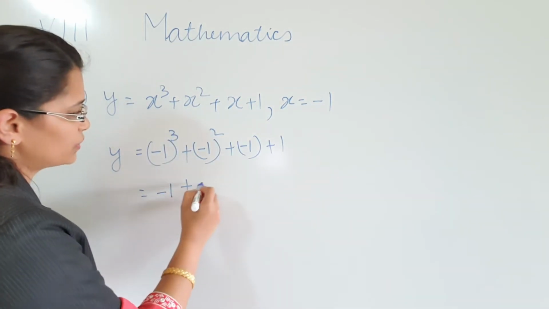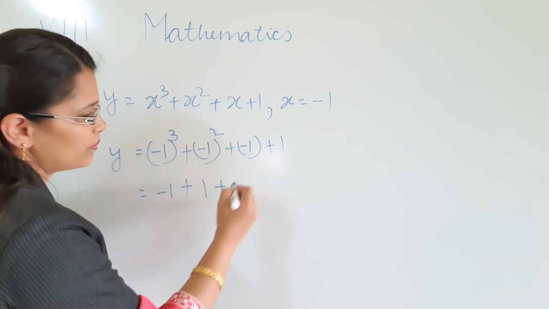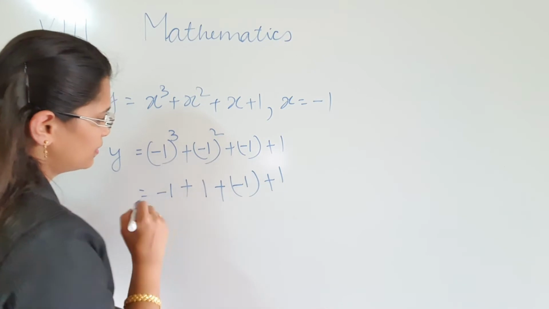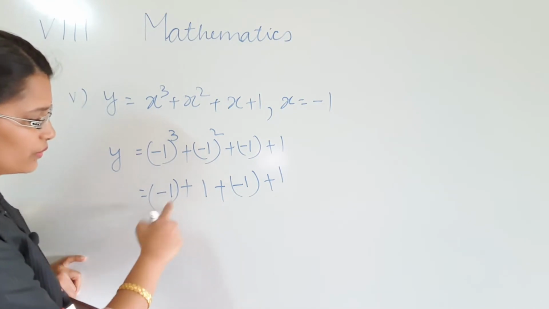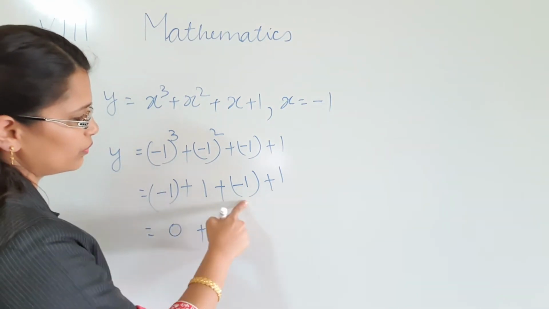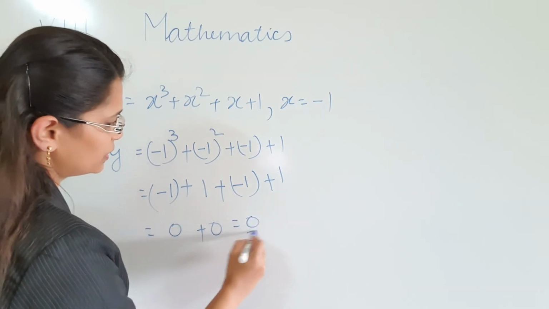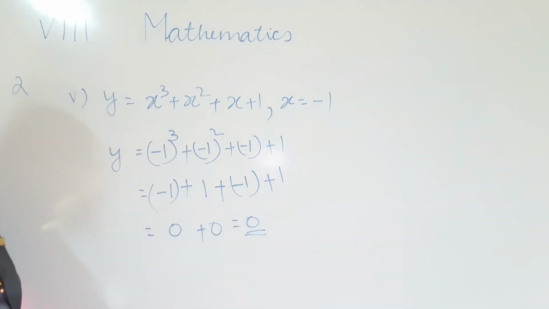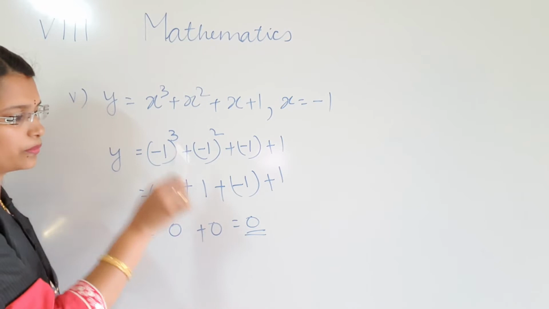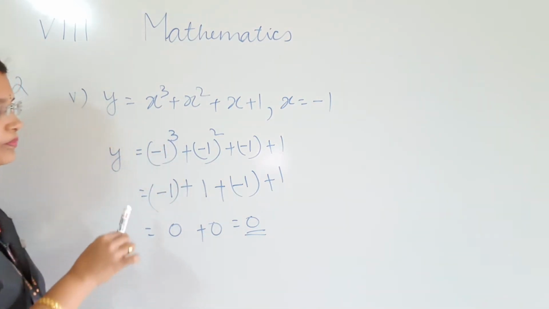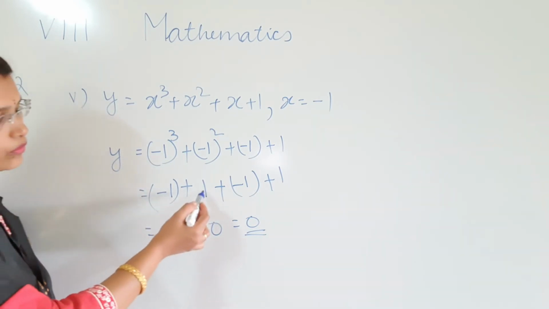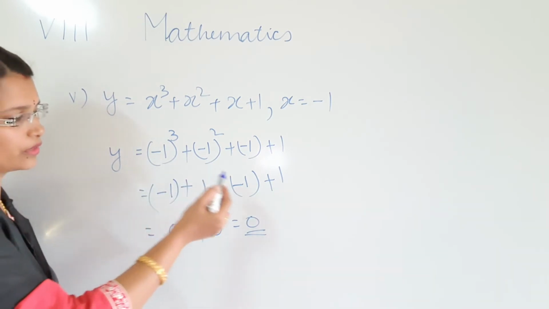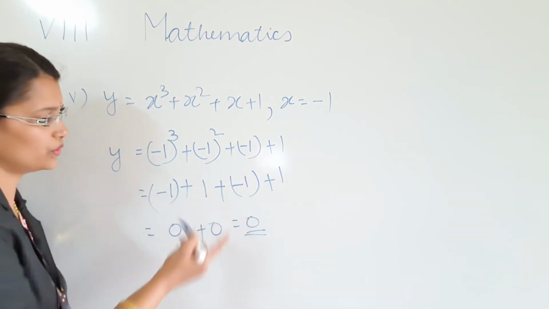So, minus 1 plus minus 1 whole square, that is negative into negative is equal to positive, right? So, minus 1 plus 1 plus minus 1 plus 1 is equal to, here minus 1 plus 1, that is 1 minus 1 is equal to 0. Here also 1 minus 1 is equal to 0. So, the answer is 0. Is this clear, children? If it is square, negative into negative is equal to positive. If it is cubed, that is 3 times, that is negative. Or you can do 1 plus 1 is equal to 2. Minus 1 minus 1 is equal to minus 2. So, 2 minus 2 is equal to 0.